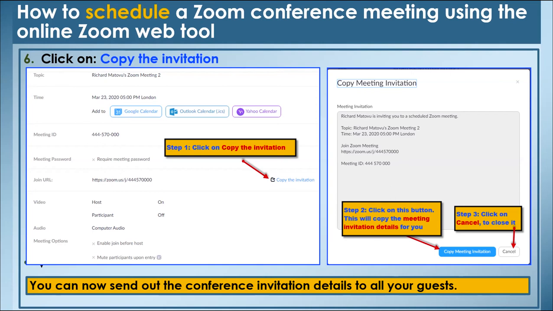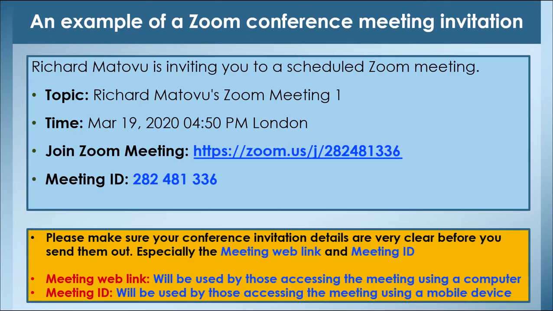So what I need you to do is just copy the invitation information and use any method you want to send it out to your students. Here is an example of our Zoom conference invitation. You can see the topic about the meeting, the time, the join Zoom meeting web link. I've also got the meeting ID.